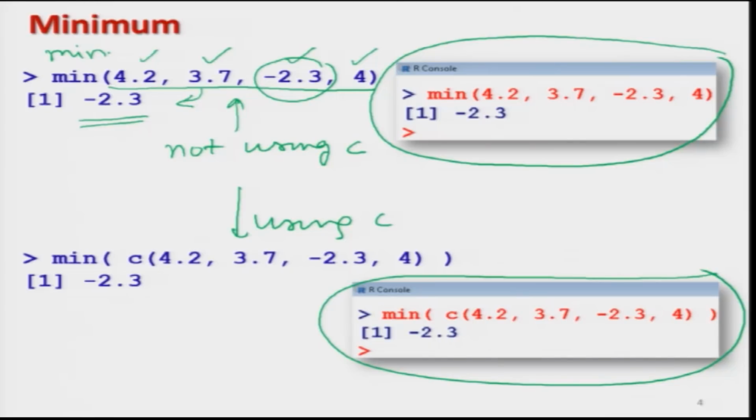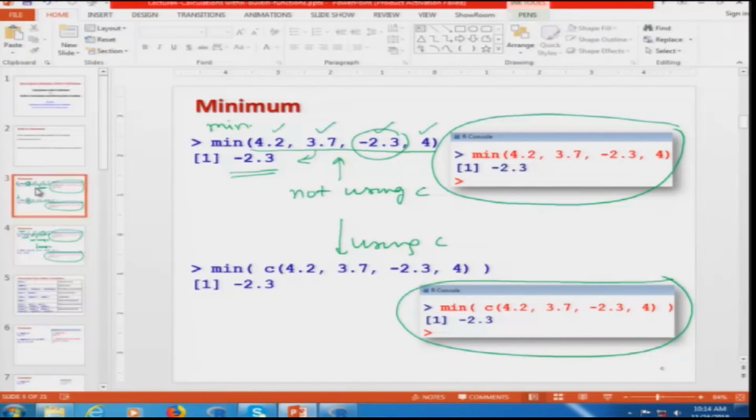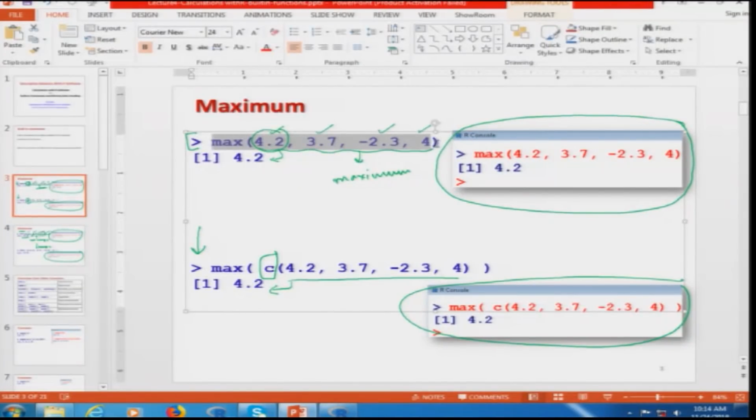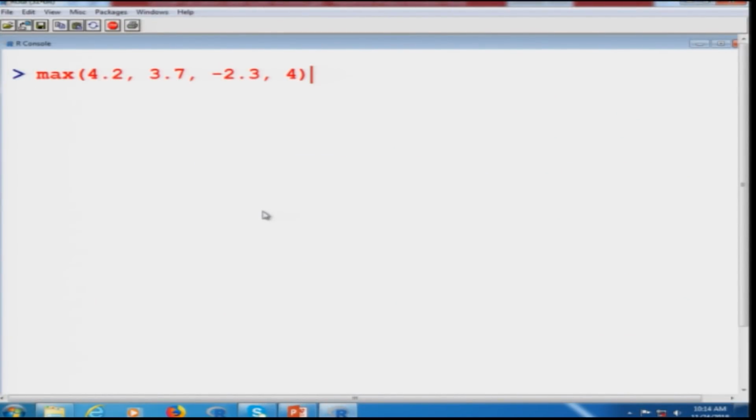Now I will try to show you how these things are happening on the R console, right. So let me go here. First I copy this command, come to the R console and paste it here. So you can see this will give you 4.2, and in case I want to write the C command here, you can see. Now the same data vector has been combined using the C command, and if you see, the answer is going to be the same.